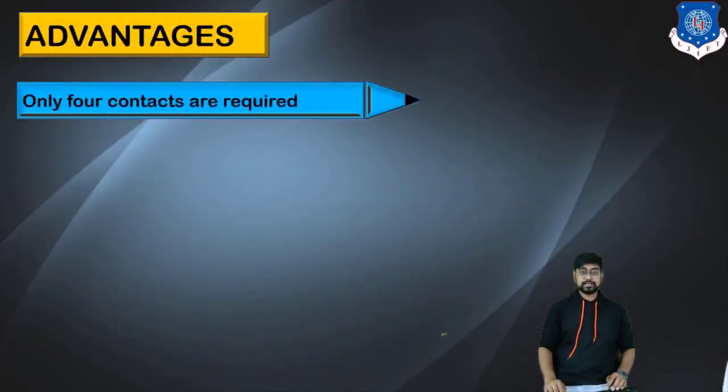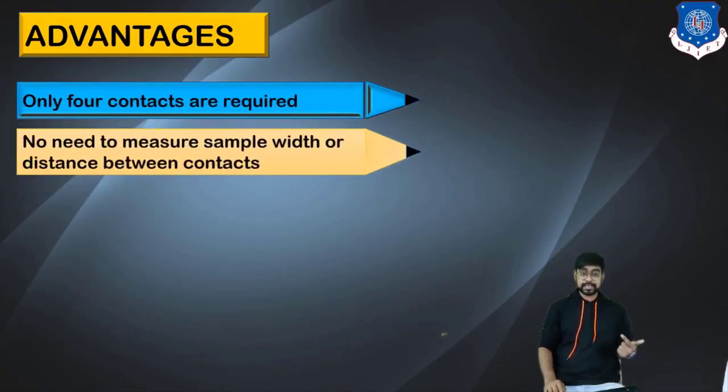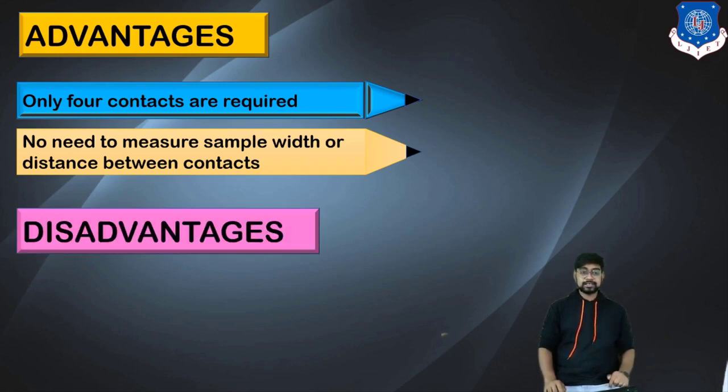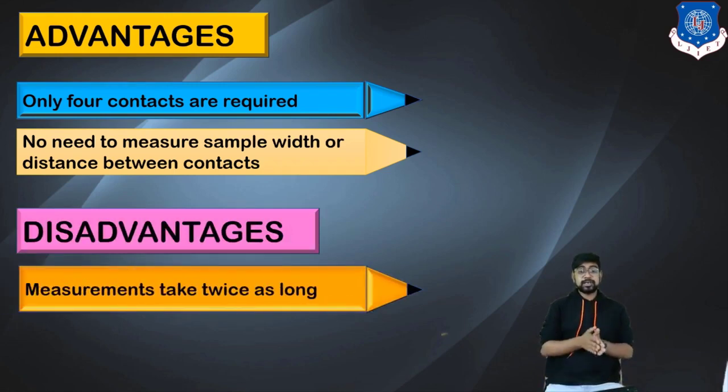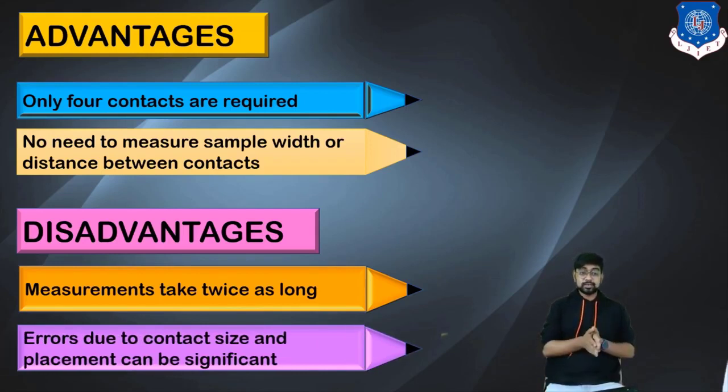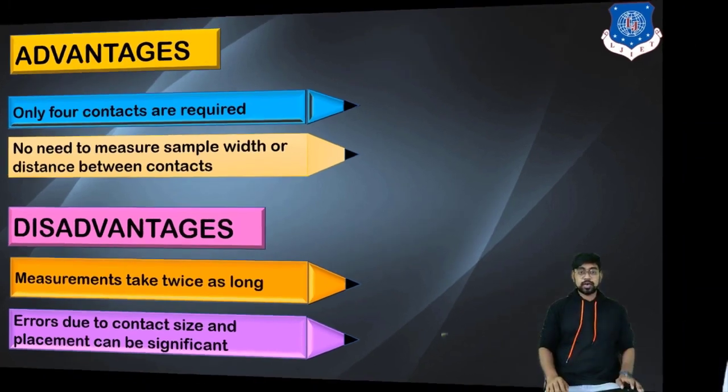Now we are going with the advantages. Only 4 contacts are required. That is the first advantage. Second, there is no need to measure the sample width or the distance between the contacts, which we actually do in the four-probe method. Now the disadvantages are that the measurement takes a long time, so it is a tedious job. Error due to the contact size and placement can be significant. That's why at the beginning we mentioned that these parameters need to be kept in mind. So this was all about the Van der Pauw method.